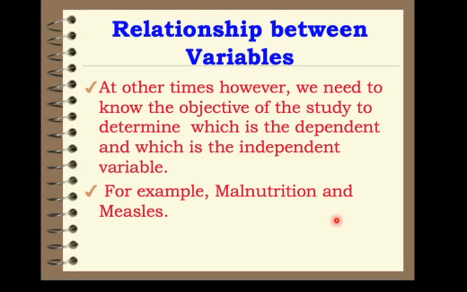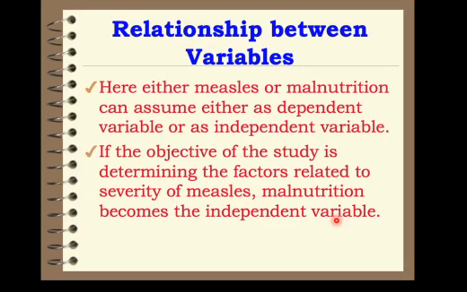For example, malnutrition and measles. Here, either measles or malnutrition can assume as either dependent or independent variable, really depending on the objective of the study. If the objective of the study is determining factors related to severity of measles, then malnutrition is the independent variable, meaning if you are malnourished, you're more likely to have severe measles.